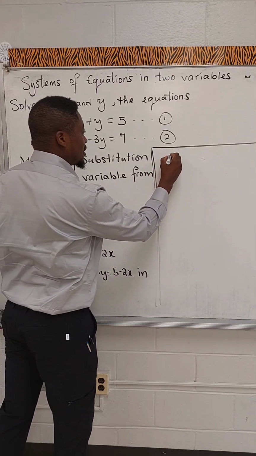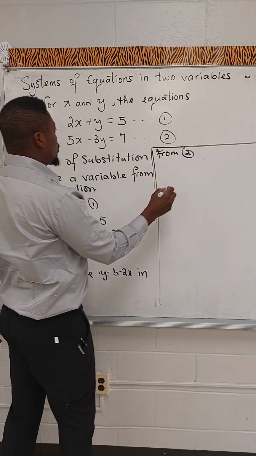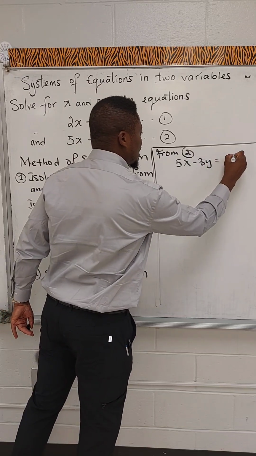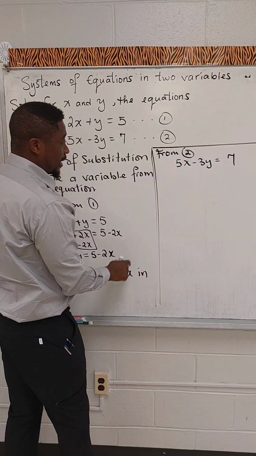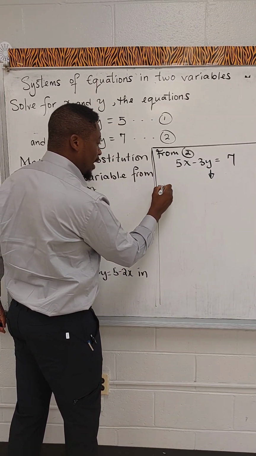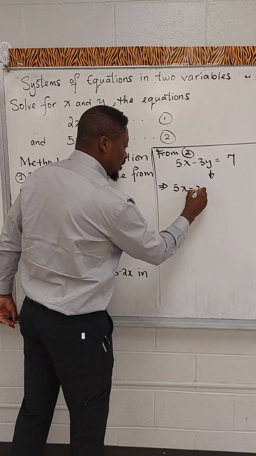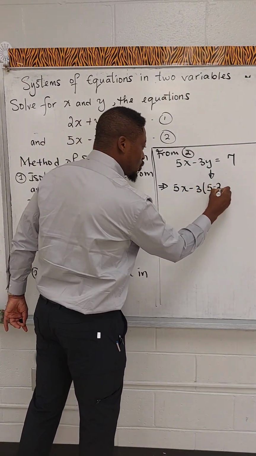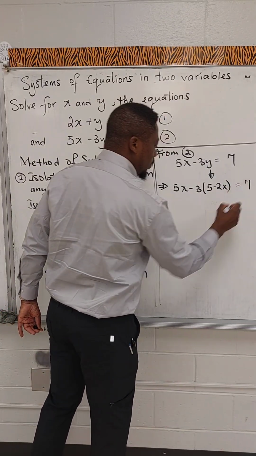So from equation 2, when we circle it, we mean the equation 2. So from equation 2, 5x minus 3y equals 7. So we are replacing y with 5 minus 2x. So watch out, this y will be replaced. This means that equation 2 becomes 5x minus 3. Now instead of writing y, we write 5 minus 2x in the place of y, and then we continue the equation to say it is equal to 7.